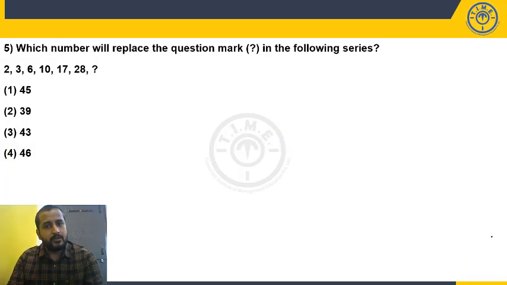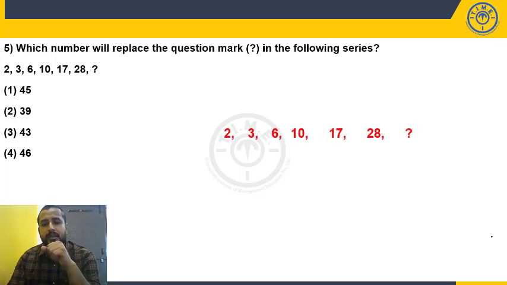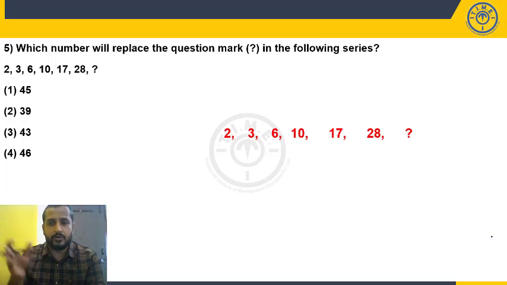Which number will replace the question mark in the following series? Let's see what the numbers are. 2, 3, 6, 10, 17, 28. Do the numbers themselves follow any specific pattern, like any squares, cubes? No. Nearest to squares, nearest to cubes? No. Okay. Increasing gradually or rapidly? Gradually. There is a small jump from one number to another. It is not like double, triple, 4 times, 5 times, right? So increasing gradually. So then check for the difference.